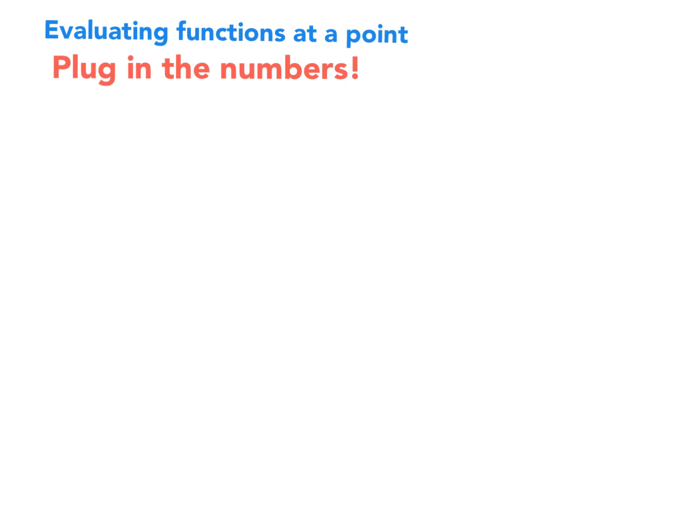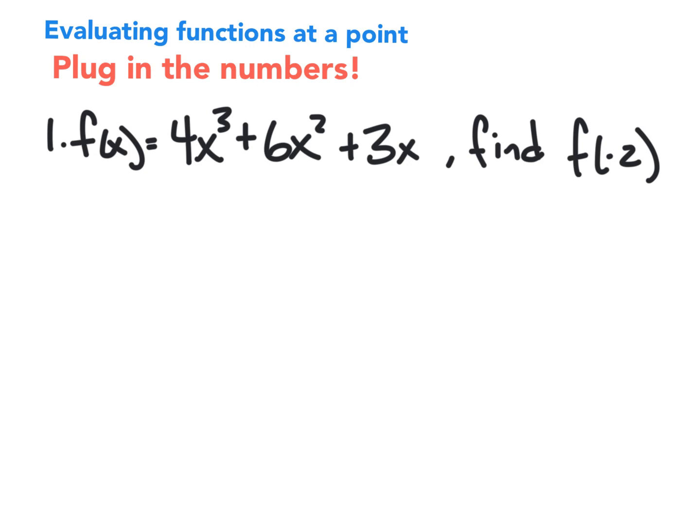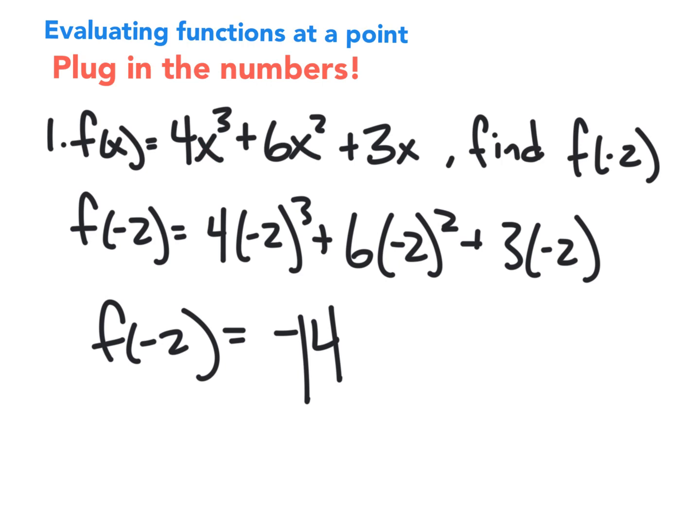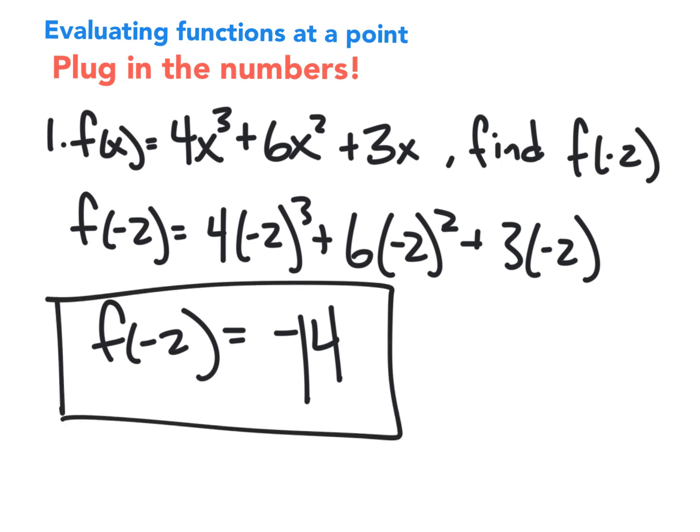And so now let's talk about evaluating functions at a point. All you have to do is plug in the number. If you have f of x equals 4x cubed plus 6x squared plus 3x, and you need to find f of negative 2, well look, the x got replaced with negative 2, so all of these x's get replaced with negative 2. So just plug it in, simplify, f of negative 2 equals negative 14.